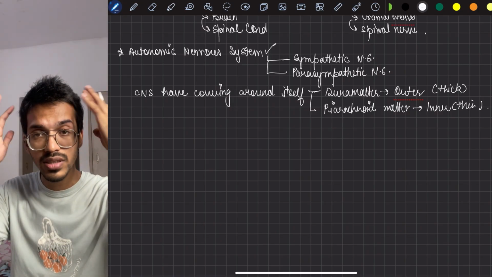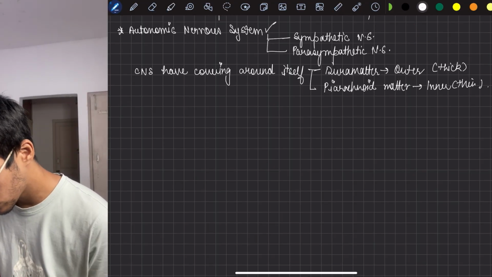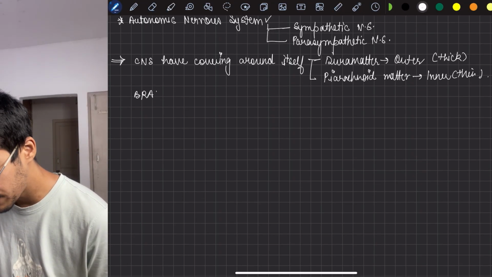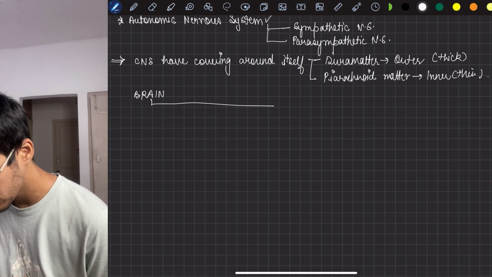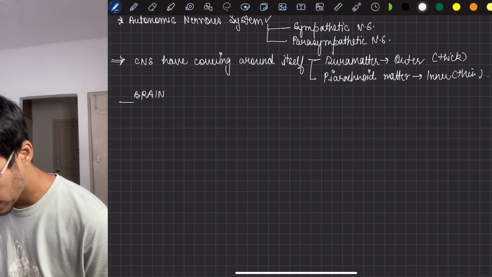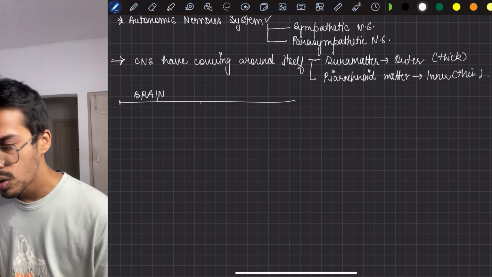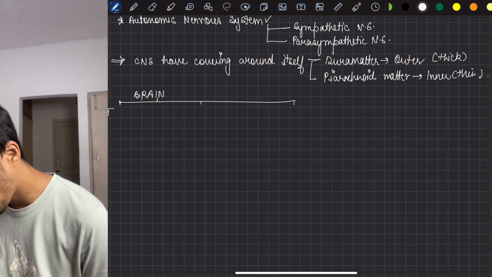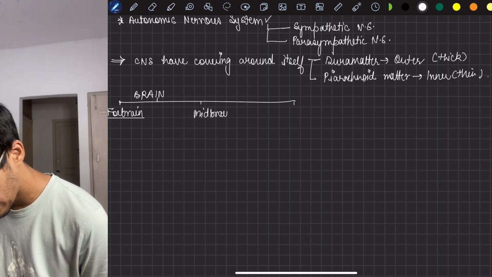Next, in the central nervous system, the brain is there. So we are studying this only. The brain has 3 parts. What are the 3 parts of the brain? We have divided it into forebrain, midbrain and the hindbrain.